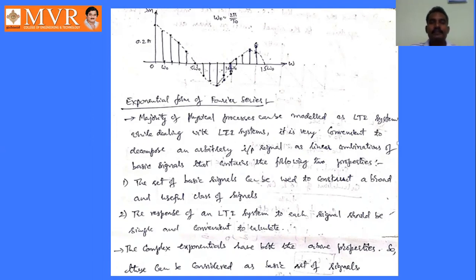After that, we will draw the amplitude spectrum and phase spectrum. Amplitude spectrum is the spectrum of amplitude versus frequency, and phase spectrum is the spectrum of phase angle versus frequency. In the same manner, we have another form of the Fourier series, that is the exponential form of Fourier series.